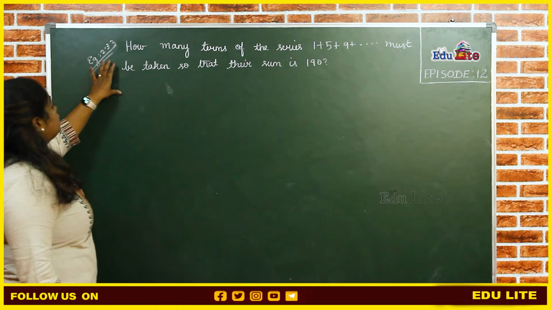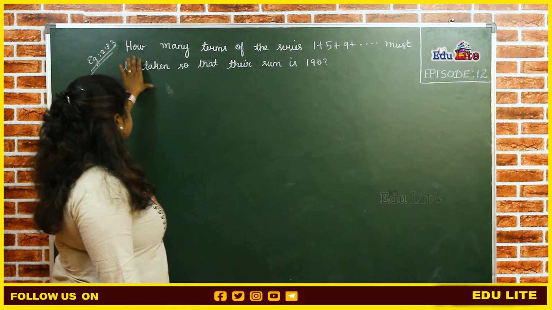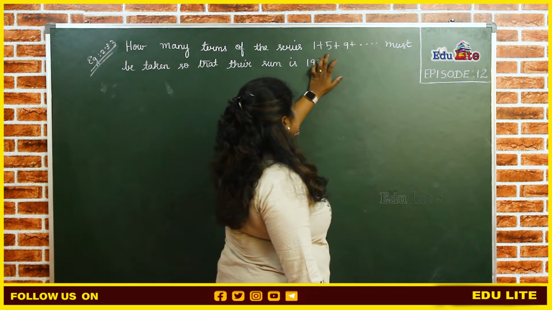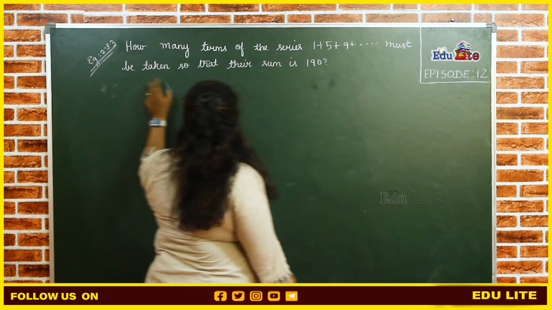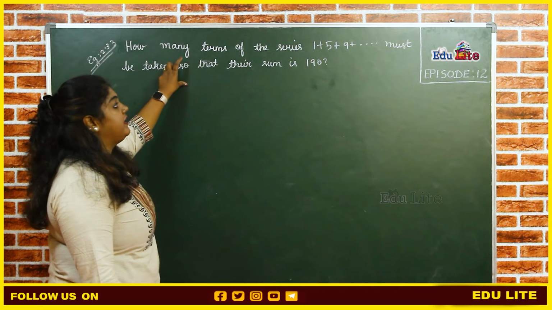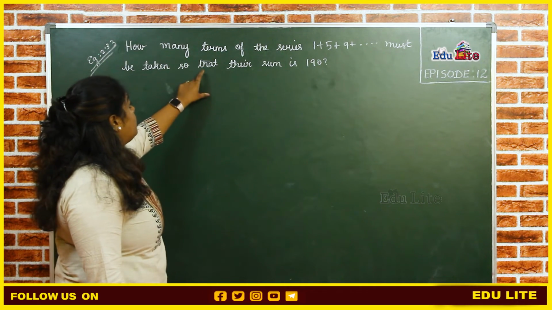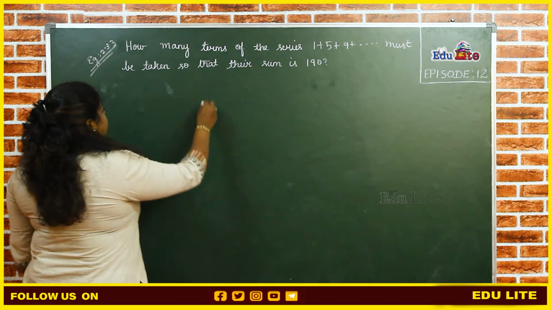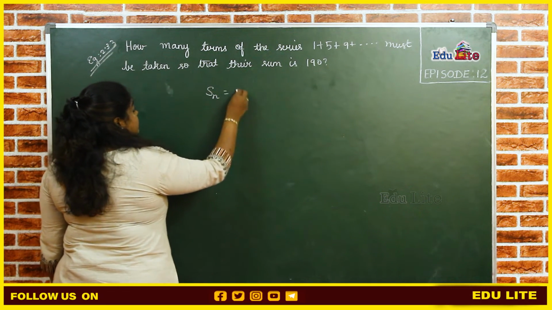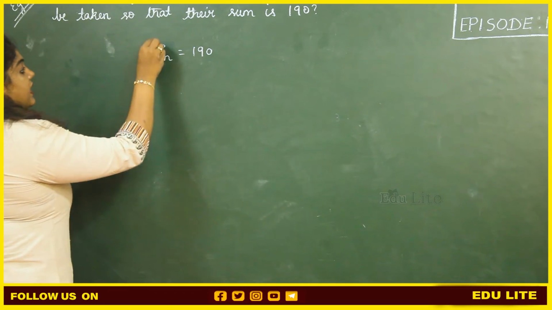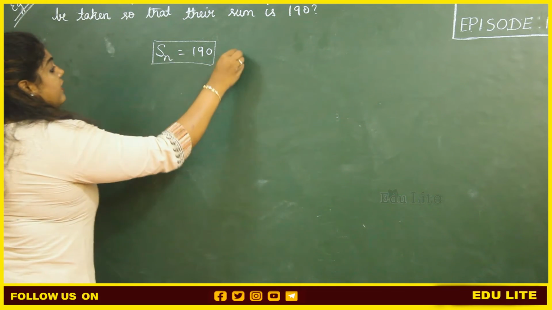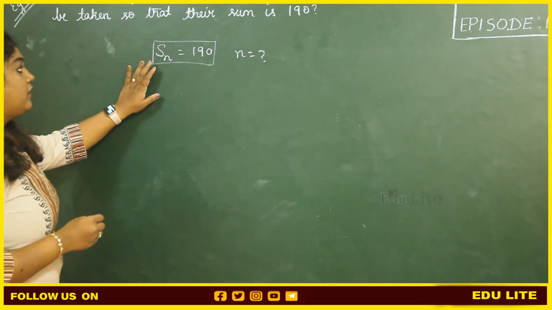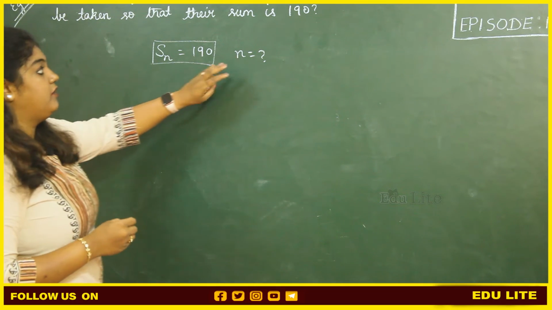In next example 2.33, we have to find how many terms of the series 1 plus 5 plus 9 etc. must be taken, which means we have to find the value of n. What we are given with is, their sum is 190. We are given Sn, that is the sum of terms, as 190, and we need to find the value of n. We can use the formula of Sn itself to find the value of n.